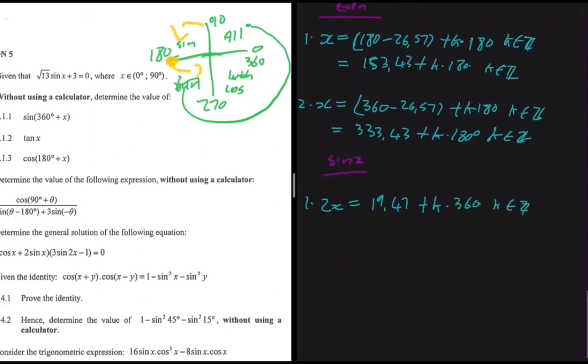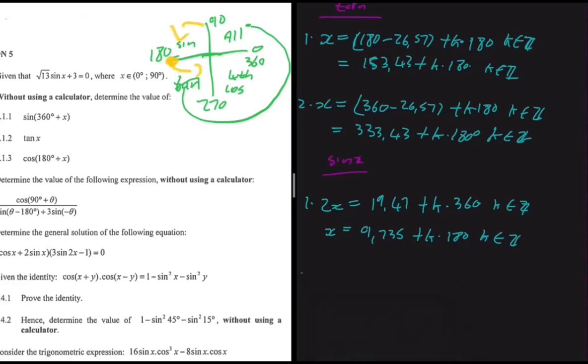So what we want to do here, we have 2x, so we're going to divide throughout by 2 so that we can have the value of x. If we do that, we get x equal to 19.47 divided by 2, which is 9.735, plus k, and 360 divided by 2 is 180. K is still an element of integers. So that's one of the solutions.